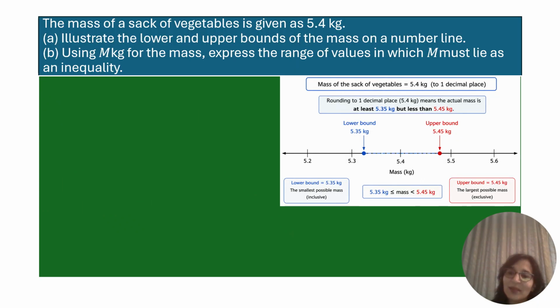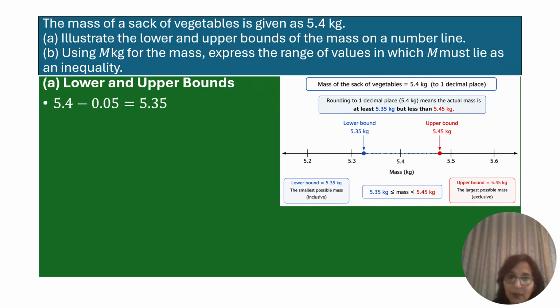Let's understand some of the numericals or the word problems. The mass of a sack of vegetables is given as 5.4 kg. Illustrate the lower and upper bounds of the mass on a number line. Using m kg for the mass, express the range of values in which m must lie as an inequality.